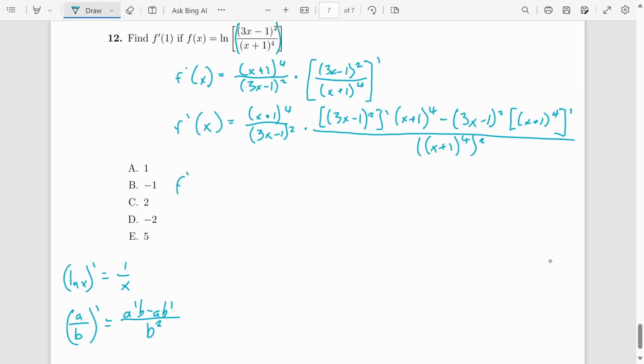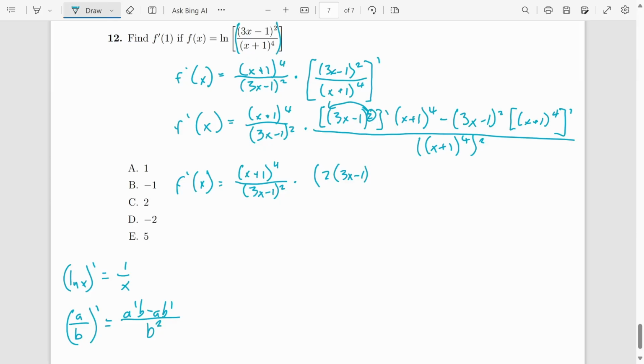So this is now going to be f prime of x equals (x plus 1) to the 4th all over (3x minus 1) squared times. So up here, this derivative now, well, we're going to use power rule. So we take this 2, move it out front. So this is now going to be 2 times (3x minus 1). And then 2 minus 1 is 1. So this is all raised to the first power. So we can just drop it.